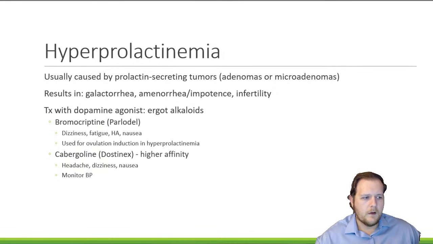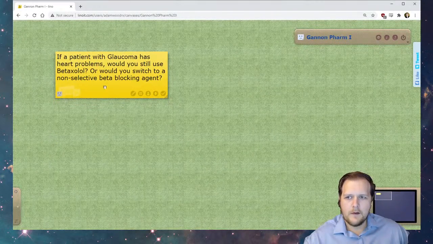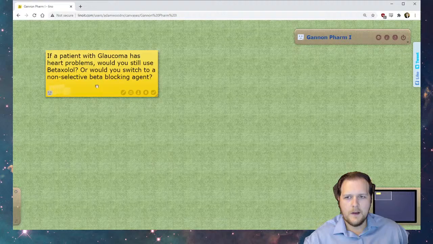Okay. Actually, I do have one question. So I guess we'll talk about some of the test stuff right here, because you guys have some questions before I get too deep into the endocrine stuff. Someone's asking, if a patient with glaucoma has heart problems, would you still use betaxolol, or would you switch to a non-selective beta blocking agent?